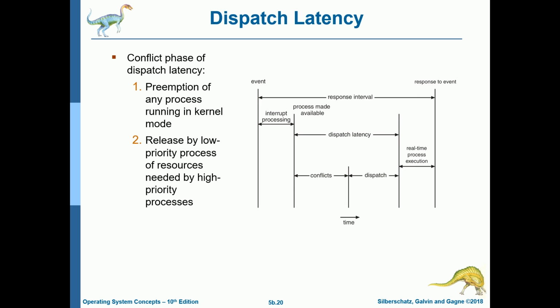The conflict phase of the dispatch latency has two major components. Number one, preemption of any process running in the kernel. And number two, release by low priority processes of resources needed by a high priority process. Following the conflict phase, the dispatch schedules the high priority process onto an available CPU.